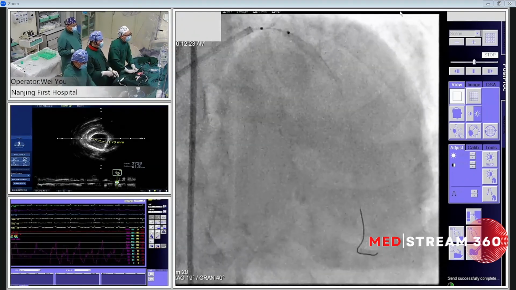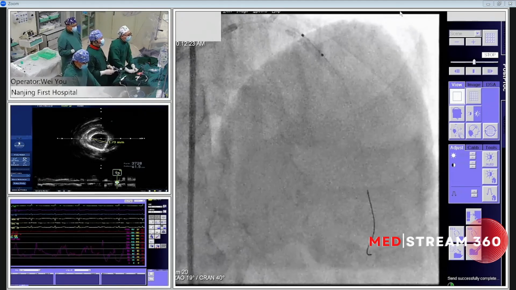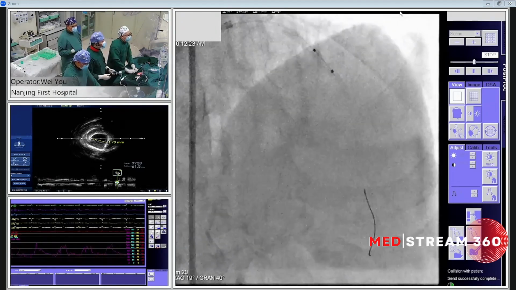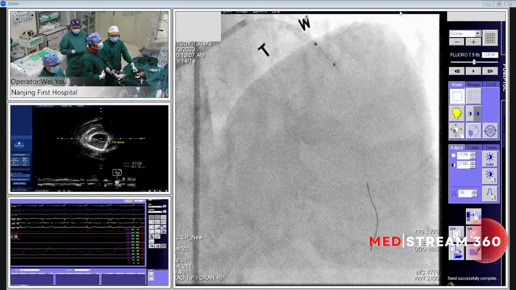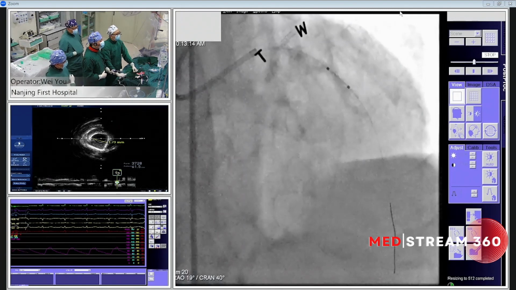Okay, Chief, we just delivered the balloon. Seems okay. Please give some tests. Okay, test please. So actually we have started the shockwave with this IVL device.